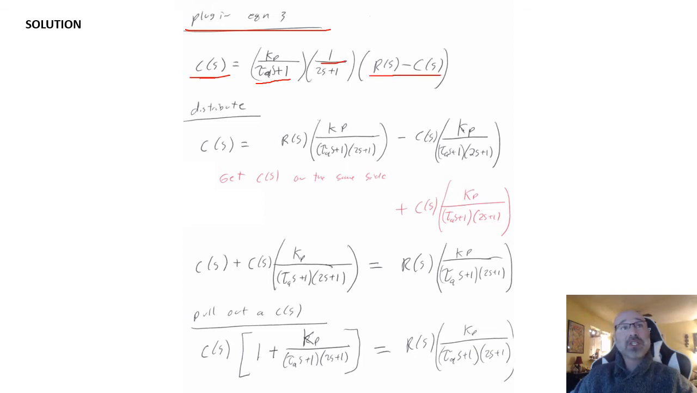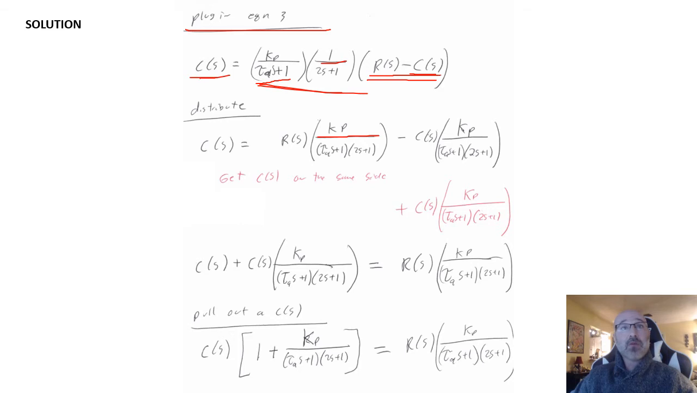Now, what we can see is we have a C of s on this side and a C of s on that side. So we need to get C of s on its own. We need to do a little bit of manipulation, simplification of this equation in order to get C of s on its own. So the first thing I do is distribute through here, so I can combine this and this. What I end up with is K sub p over tau A s plus 1 times 2s plus 1 when I combine these two together.